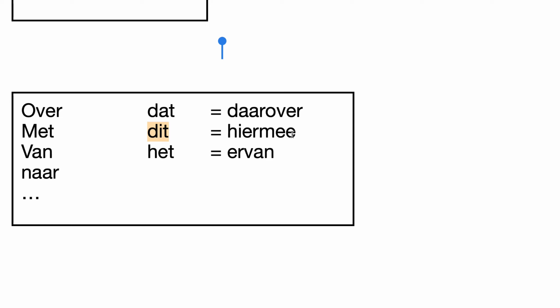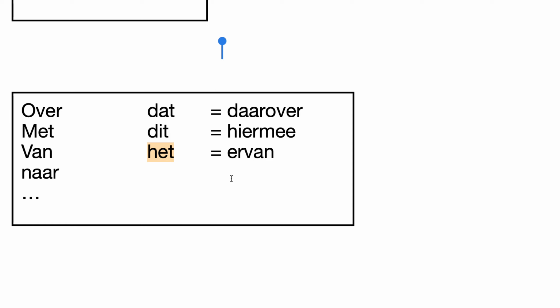And how do you say from it? Well, van het, but the het will be put in front of the van, it will be pasted to the van, and it will become er. So in the end, it's ervan. You can do this with other prepositions as well. I made these examples here for you. So you can use met dat, it will become daarmee, and naar het will become something else, ernaar.